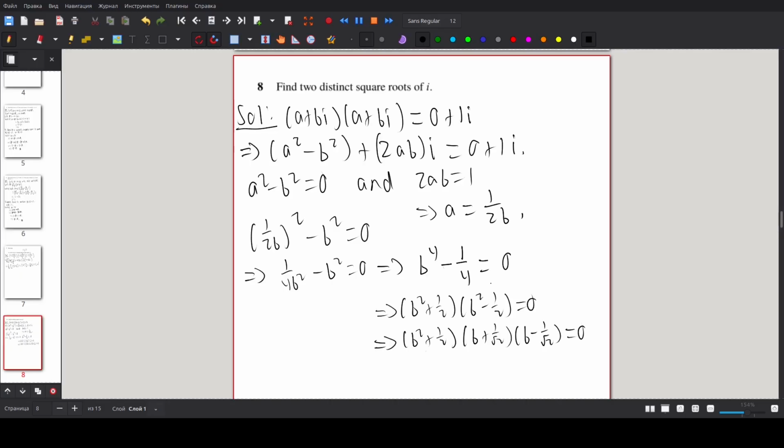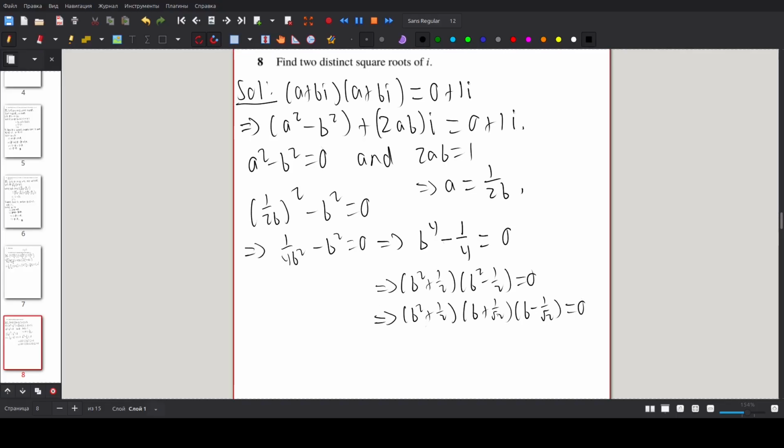And, okay, so look, this part can never be 0 because of the square part. So b squared is always going to be positive plus a positive. That's always positive. So really, the only way this could equal 0 is if one of these two is 0. And so this means that b is going to equal plus or minus 1 over square root of 2.